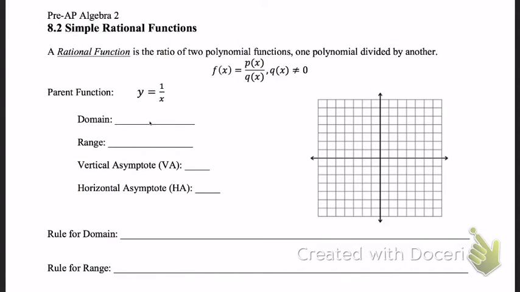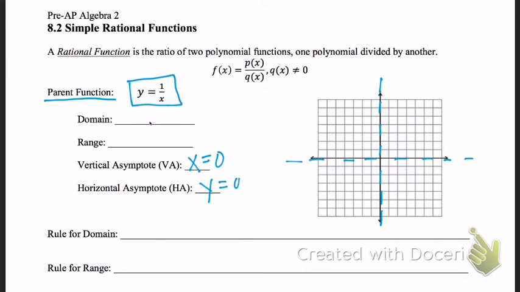Okay, so we are going to learn how to graph rational functions. This is the parent function. What I mean by parent function is that it is like the simplest form. So my vertical asymptote is going to be x equals 0. So my horizontal asymptote is going to be y equals 0. This is only for the parent function, though. I'm going to show you how to do transformations here in a minute.